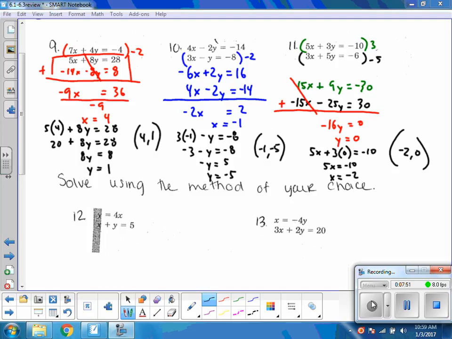All right, for number 11, I had to change both equations. I multiplied my top equation by +3 and multiplied my bottom equation by -5, thus allowing me to cancel out the 15x's. And then I just found my y. I used the y to find my x. I found out these do intersect at one coordinate at -2, 0.